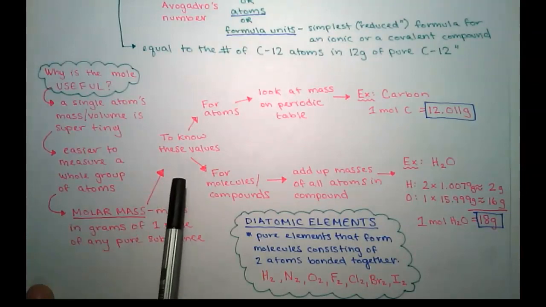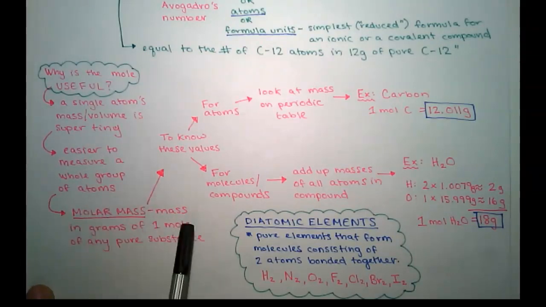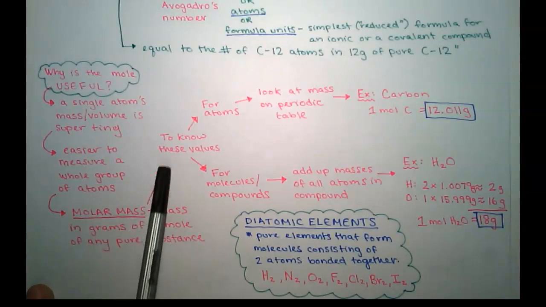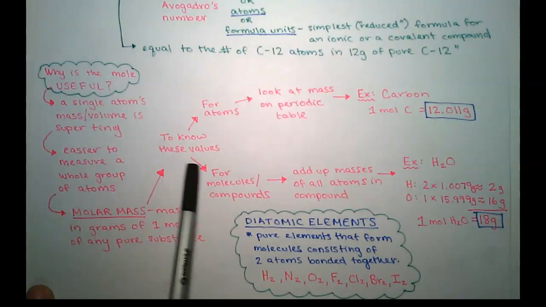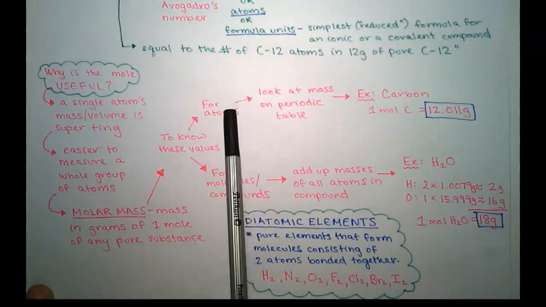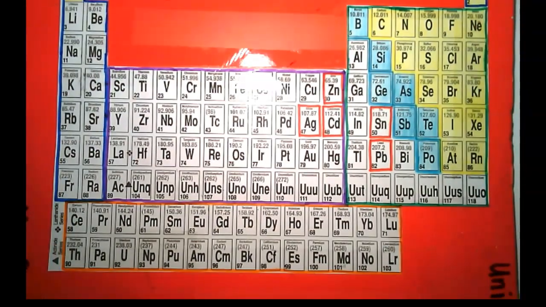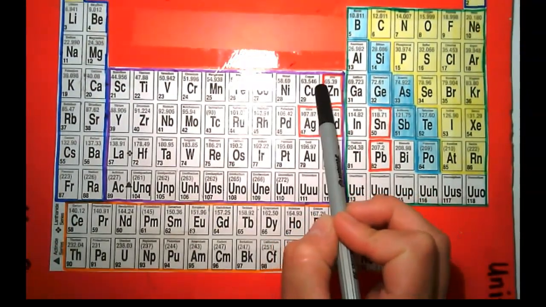We might want to know how many particles are in 2.3 moles, or we might want to know how many grams are in 2.3 moles. And so we have to be able to make conversion factors to get from one unit to another, and to know these values for moles and gram conversions. For atoms, we just look at the periodic table. The periodic table has all these different values for mass on it. You notice they're up here with all these decimal points.